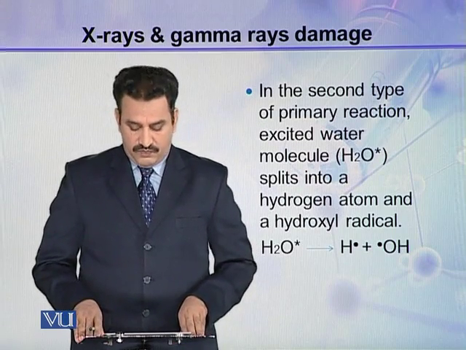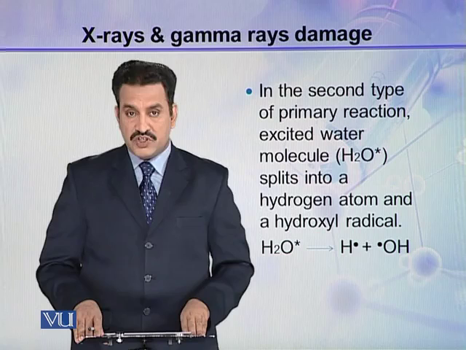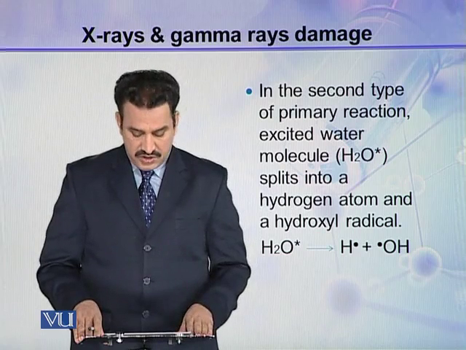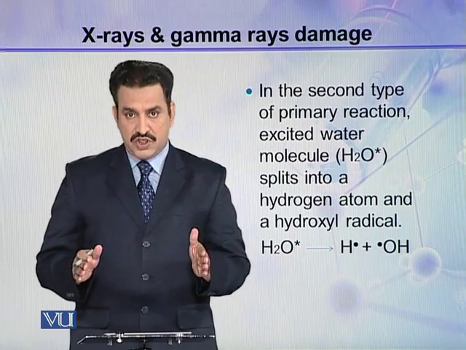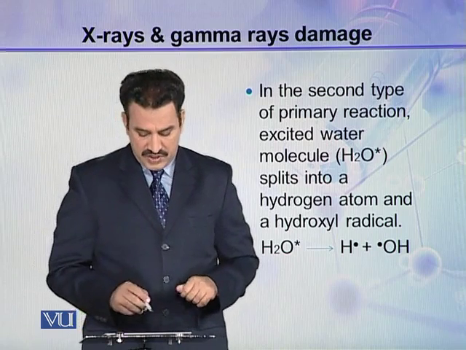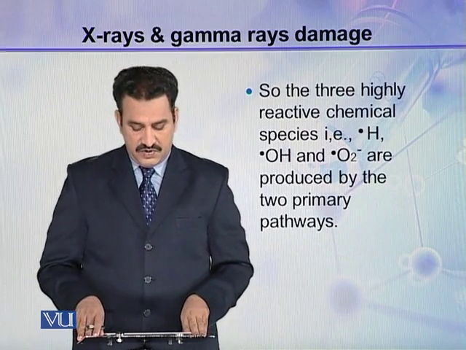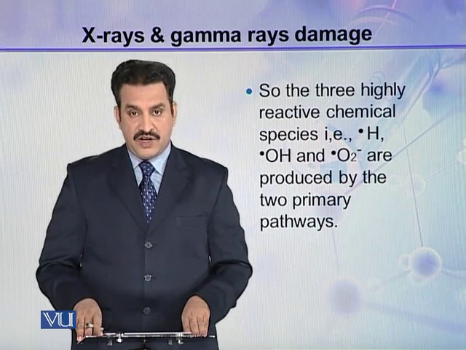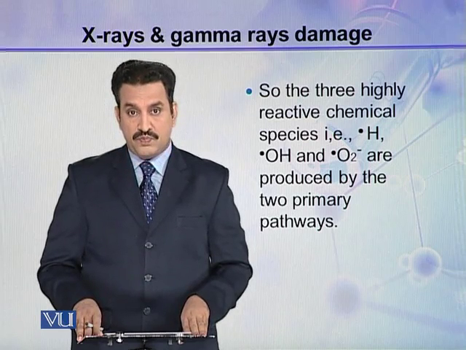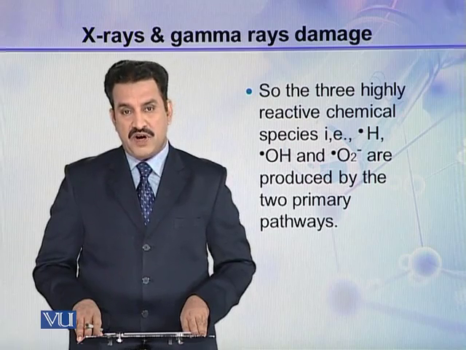In the second type of primary reaction, the excited water molecule, which has been excited due to these radiations, splits into a hydrogen atom and a hydroxyl radical. So simply it has been broken into its components H and OH. So the three highly reactive chemical species, that is a proton or hydrogen, hydroxyl radical and superoxide, are produced by the two primary pathways.